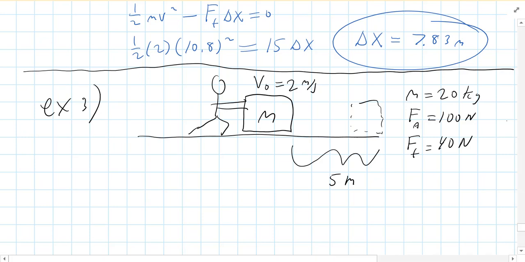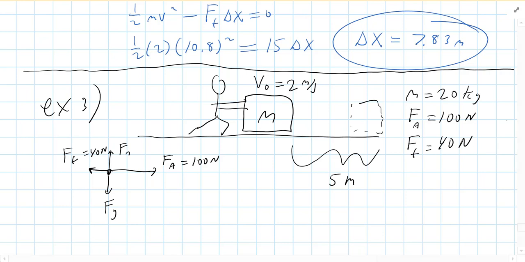Well, I'm going to draw a little FBD here to remind me what forces are acting on the block. So you have your applied force, which is 100 newtons. You have friction, which is less, 40 newtons. You're going to have gravity, which we could calculate, but we don't need to. And we have normal force, which again, we could calculate, but we don't need to. Now there's more force acting with the book than against the book's motion, so the book is going to speed up. So our final velocity should be more than 2 meters per second, okay?